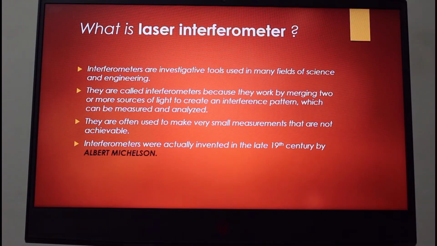They are often used to make very small measurements that are not achievable. So here, not achievable refers to the fact that we cannot use scales, screw gauges, or vernier calipers to measure that small a measurement. Interferometers were actually invented in the late 19th century by Albert Michelson.